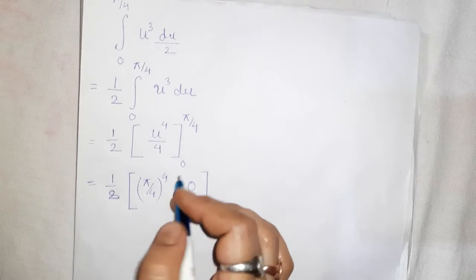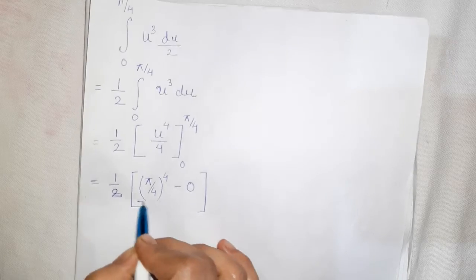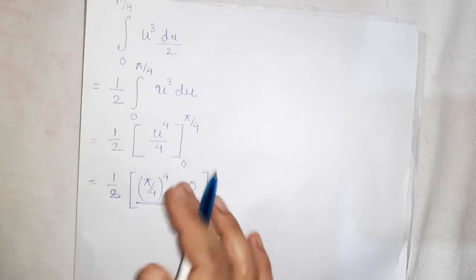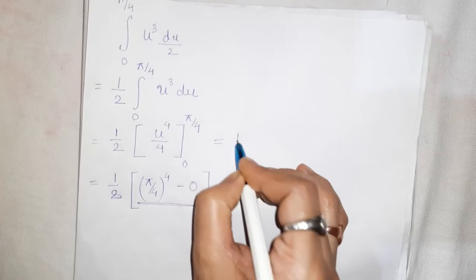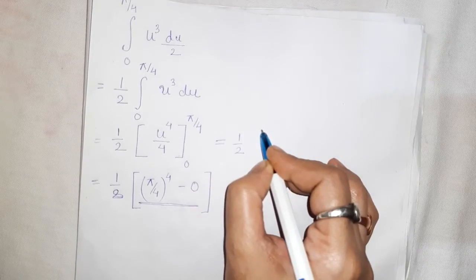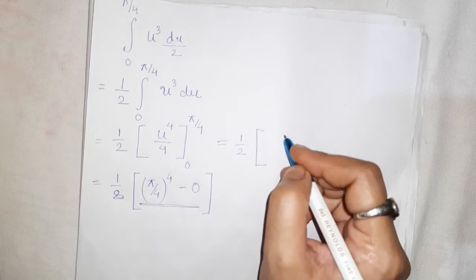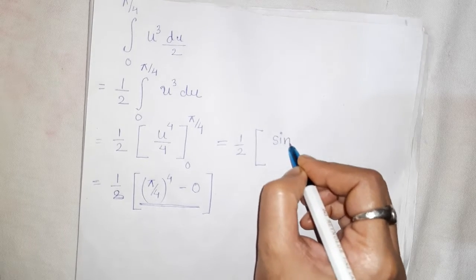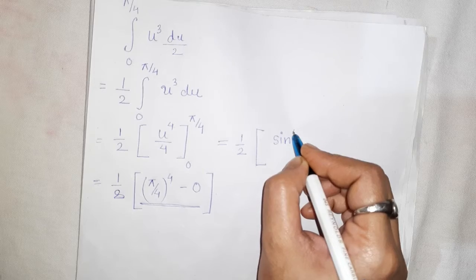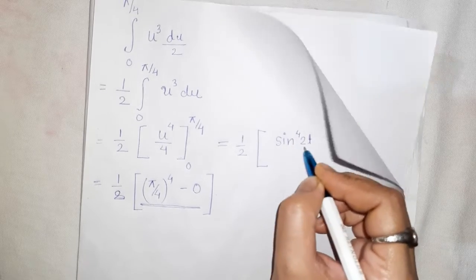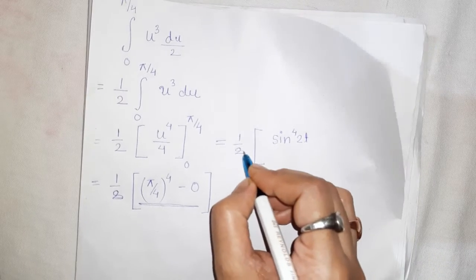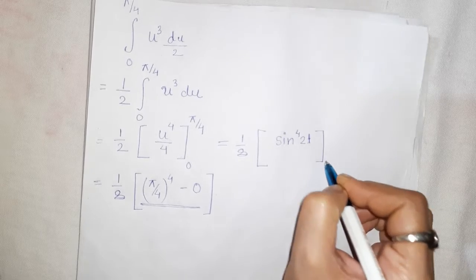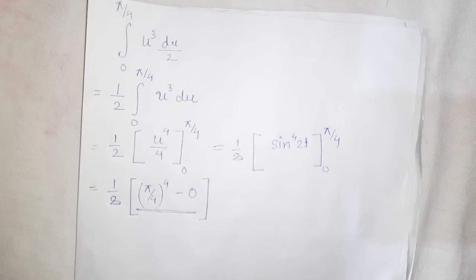One thing you see here, we cannot put pi by 4 here, we have made a mistake, because here you have to change the variable. U means your sin 2t. So you write sin 4 2t is 8, 0 to pi by 4.